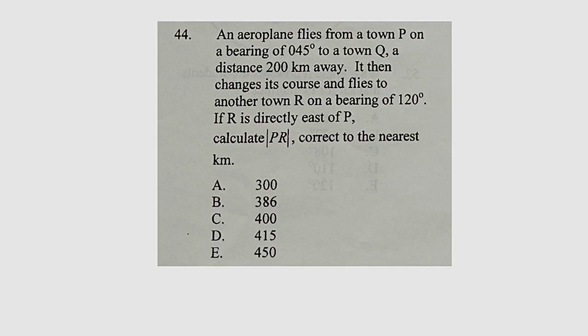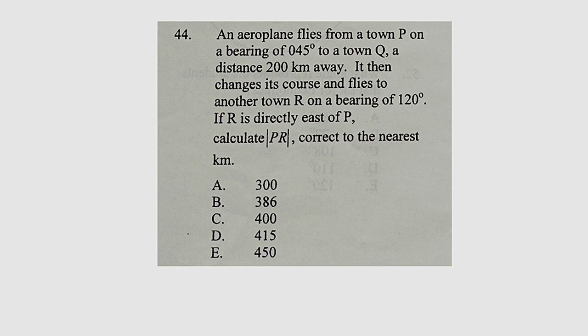Question number 44, it reads, an airplane flies from town P on a bearing of 45 degrees to another town Q, a distance of 200 kilometers away. It then changes its course and flies to another town R on a bearing of 120 degrees. If R is directly east of P, we're asked to calculate the distance between P and R, correct to the nearest kilometer. Okay, let us make a rough sketch of this one.